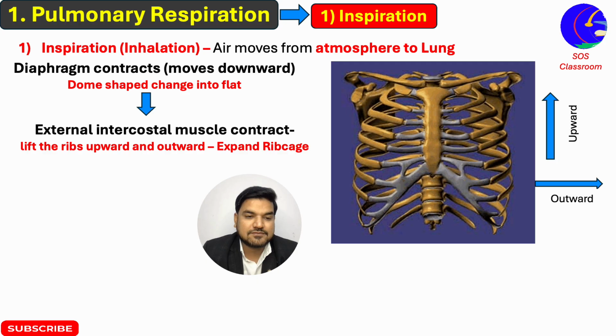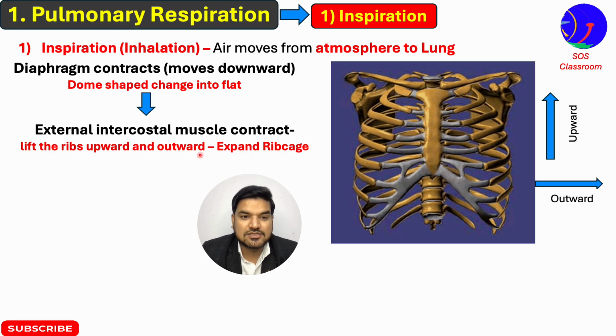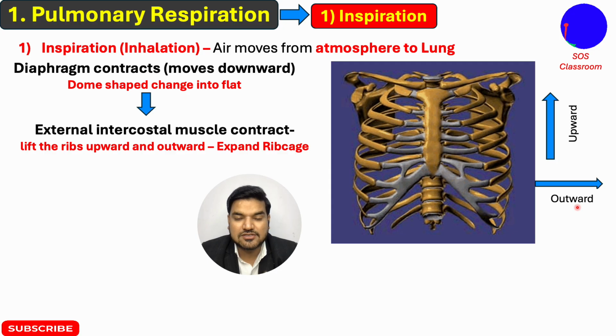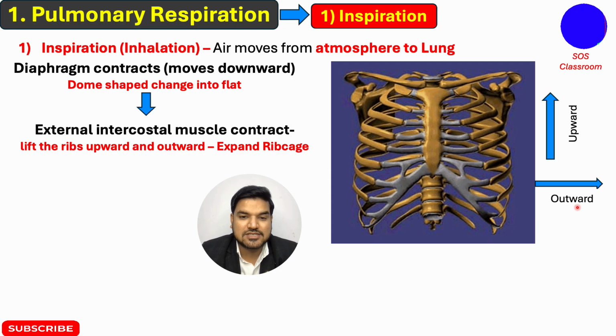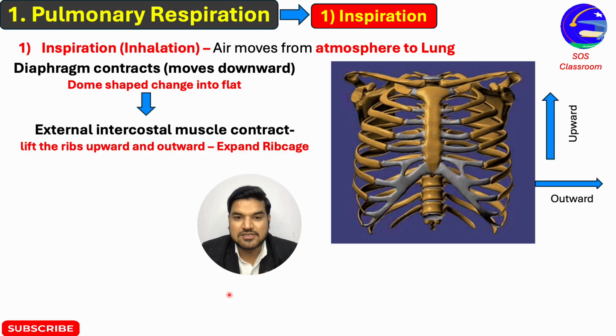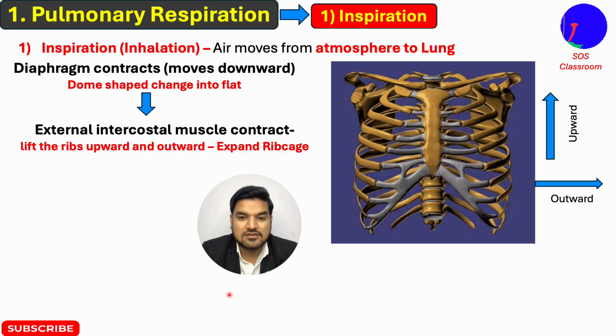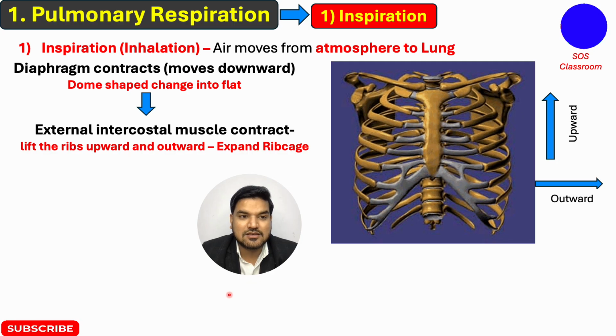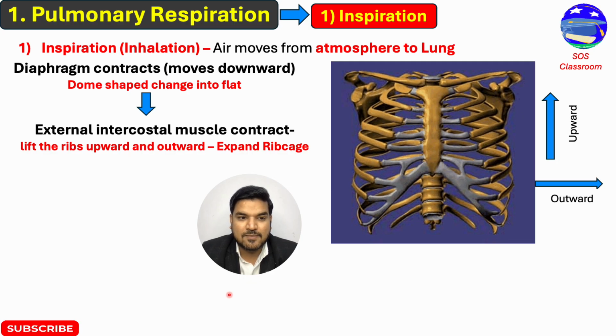Next step, external intercostal muscles. You can see internal intercostal muscles and external intercostal muscles. External intercostal muscles contract. You can see this is the rib cage, and between the ribs there are muscles called the intercostal muscles. The external intercostal muscles contract at the same time as the diaphragm contracts.